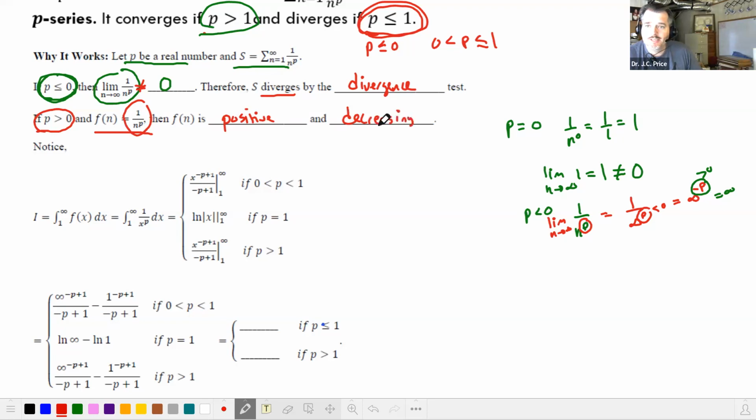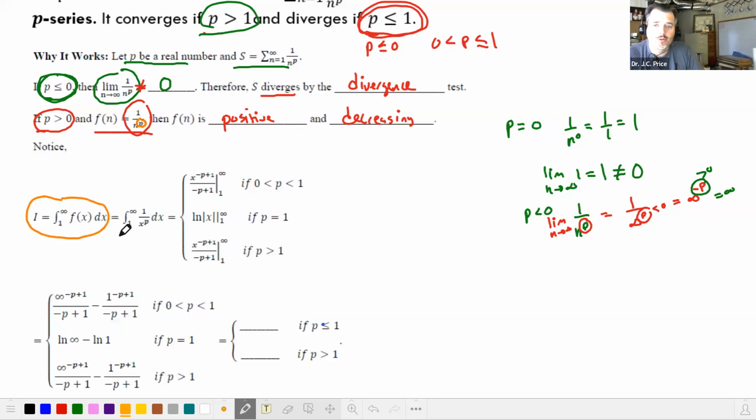And that's because, again, my p-value here is positive. So basically, that denominator is going to get bigger and bigger each term as n gets bigger, which causes the whole thing to decrease because it's 1 over. And so now we're going to look at this improper integral.